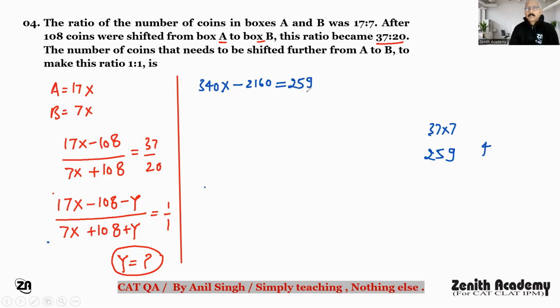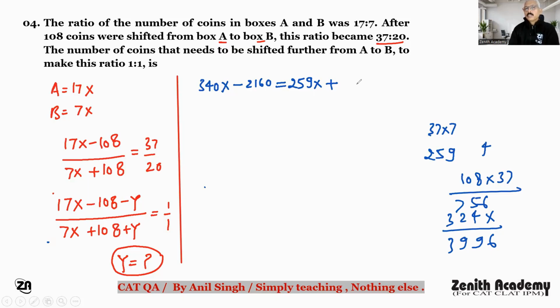37 into 7x plus 37 into 108. 108 into 37: 7 eights are 56, 7 and 3 eights are 24 and 3. This is 6, 9, 7 to 9, 3. So it is 3996. Now 340x minus 259x, so it is 81x.